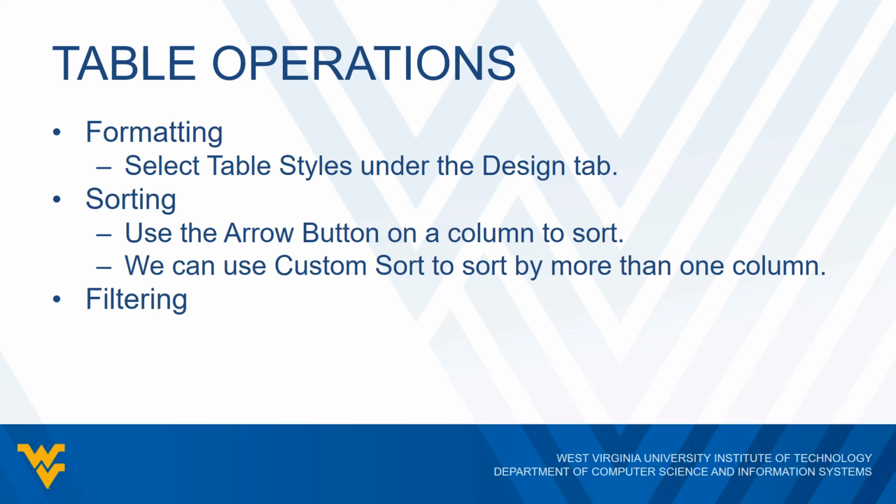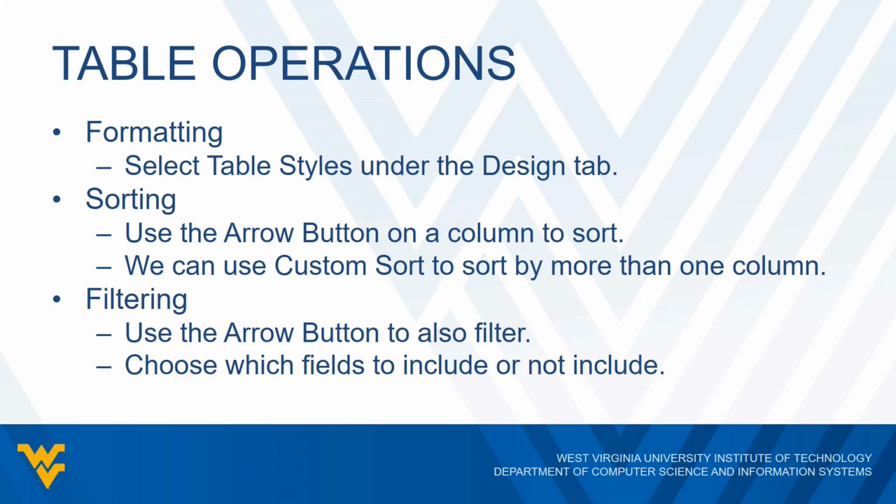We can also filter data in our table, which is a really neat feature, and this is also under the arrow button. So not only does that arrow button for each column allow us to do sorting, but it also allows us to filter data. So here we can actually choose which fields we want to include and which data we don't want to include. So we can show only the rows that have specific data, or we can show the rows that have some other data, or we can hide specific rows if we really don't care about that data.